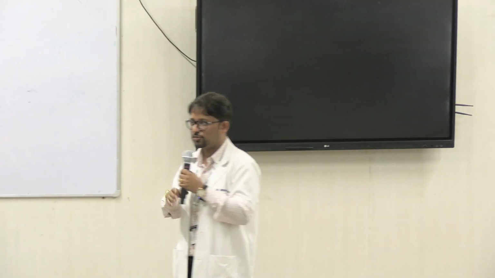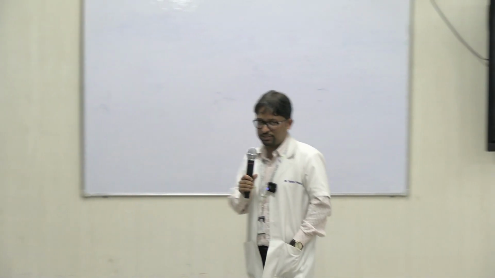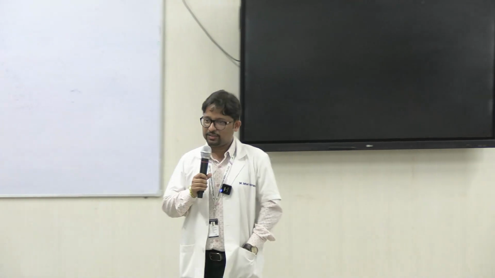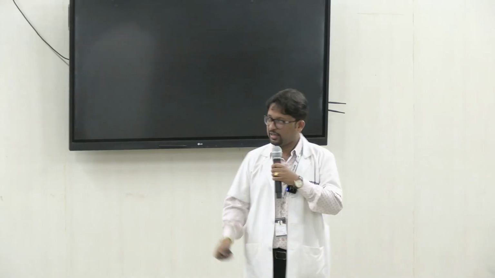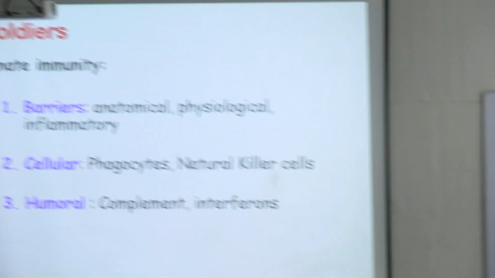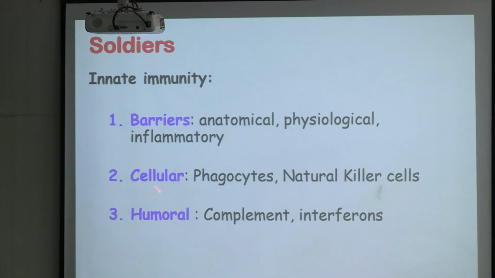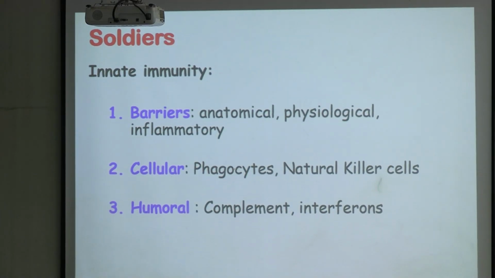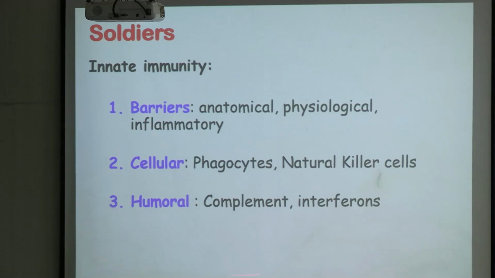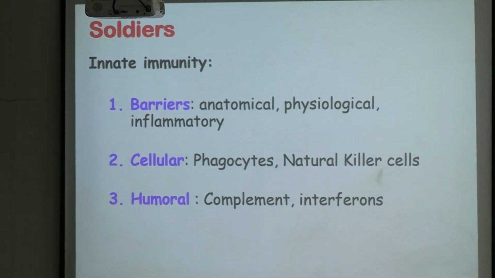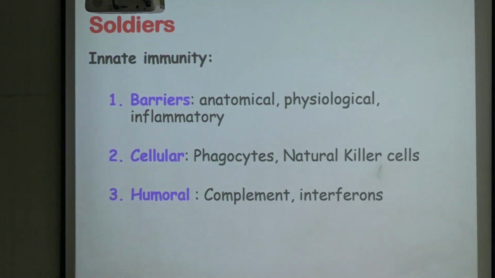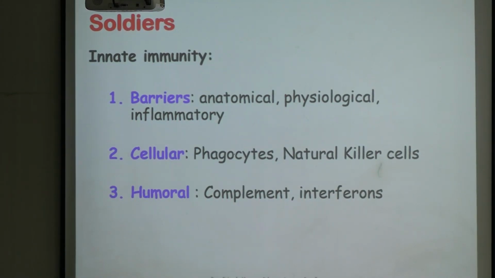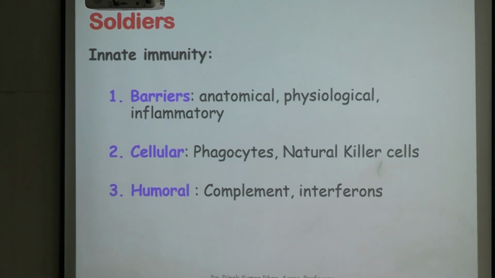Now let us come to what are the different players or the soldiers which are present here. So we'll go with innate first and then adaptive. The innate immune system में the components which are participating, these are the barriers of the body: anatomical, physiological and inflammatory barriers. Secondly, the cellular barriers or soldiers, so phagocytes and natural killer cells, and humoral is the third one, which is a soluble thing. So complement system and interferons, these are the soluble components of your innate immune system, right?